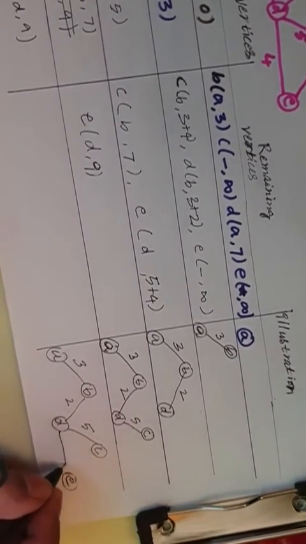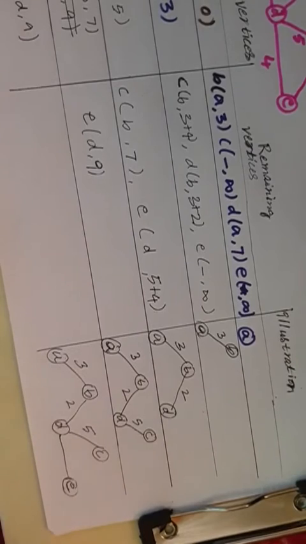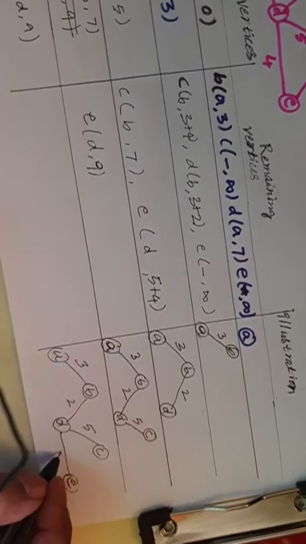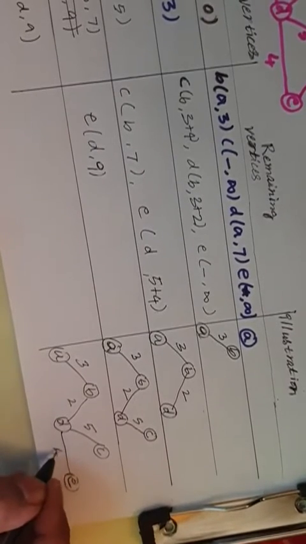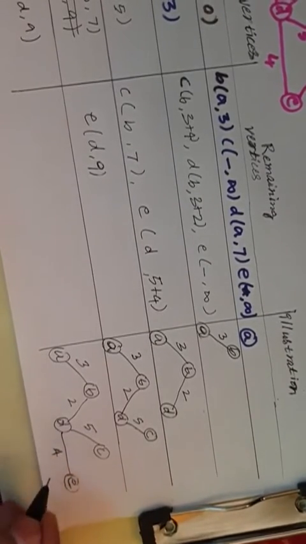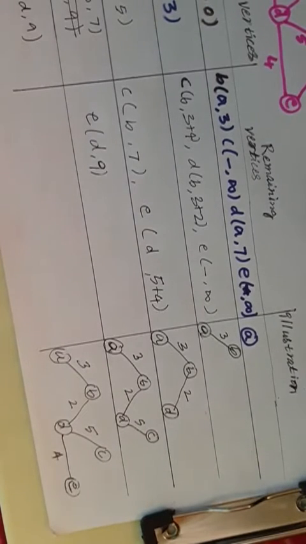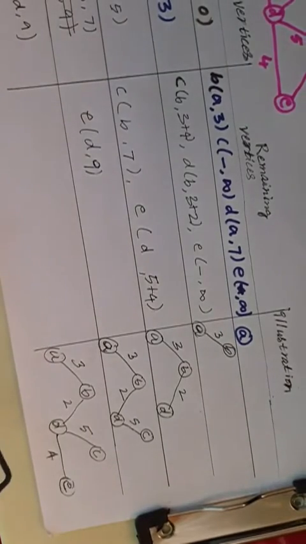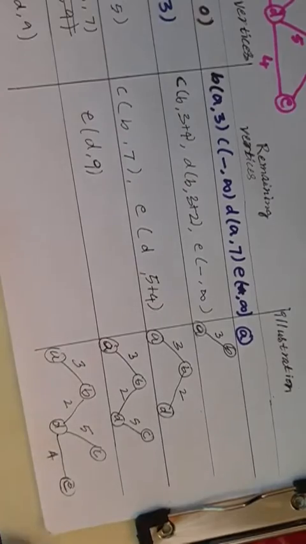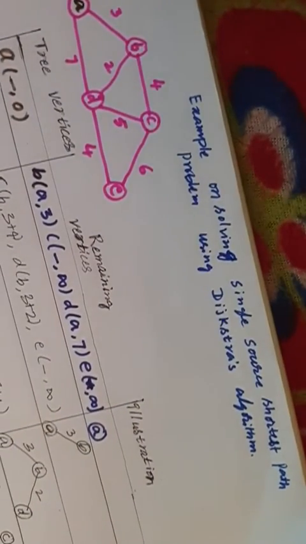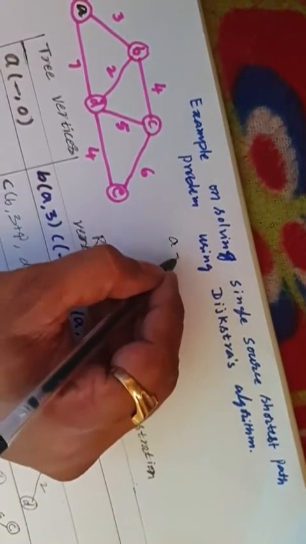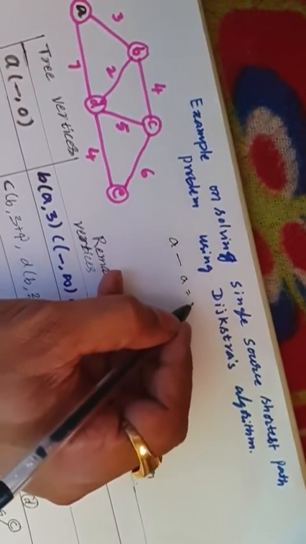Okay, so D to E, its cost is how much? You have to write the D to E cost, don't write the total cost. Okay, D to E cost is 4. So now the remaining vertices column is empty. When the remaining vertices column becomes empty, you stop the procedure, because I have calculated the cost for all the vertices. Now how to print the final answer: the cost from A to A is always 0.